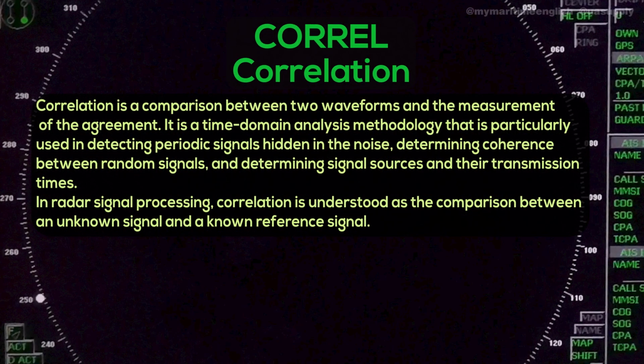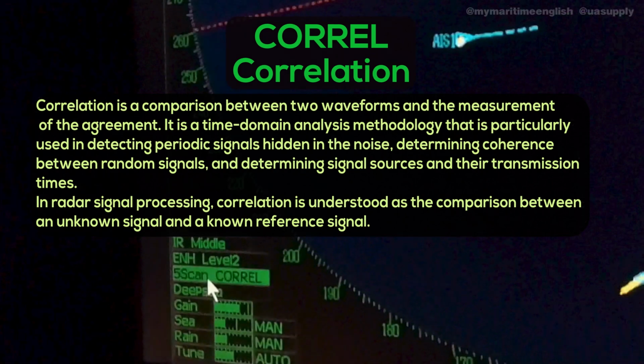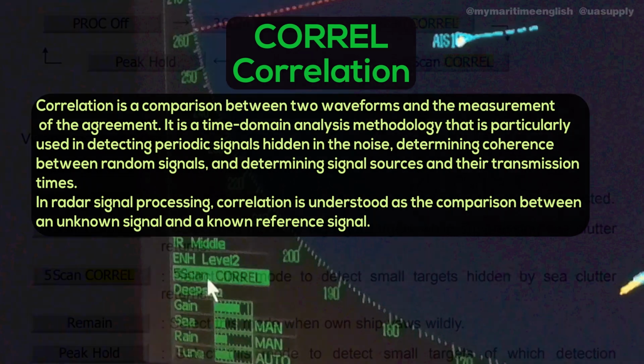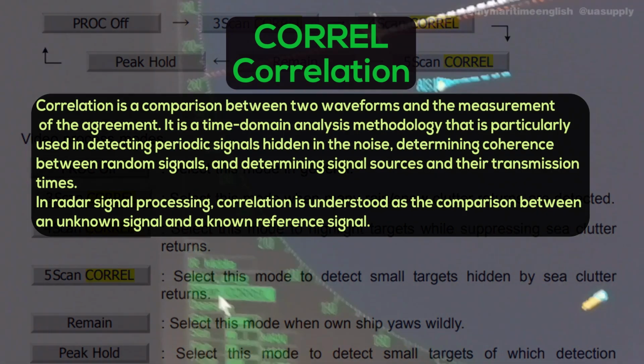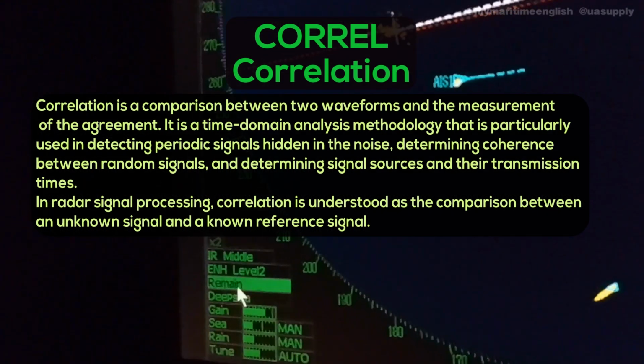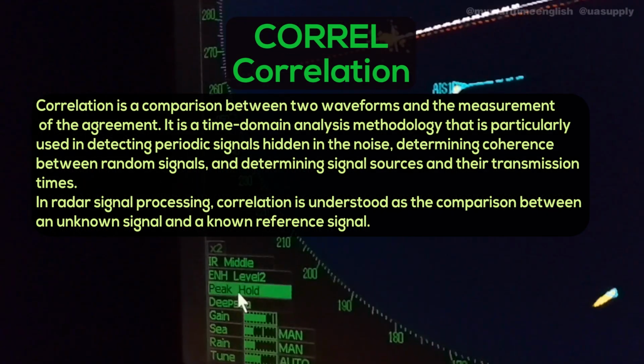Correlation. Correlation is a comparison between two waveforms and the measurement of the agreement. It is a time domain analysis methodology that is particularly used in detecting periodic signals hidden in the noise, determining coherence between random signals, and determining signal sources and their transmission times. In radar signal processing, correlation is understood as the comparison between an unknown signal and a known reference signal.